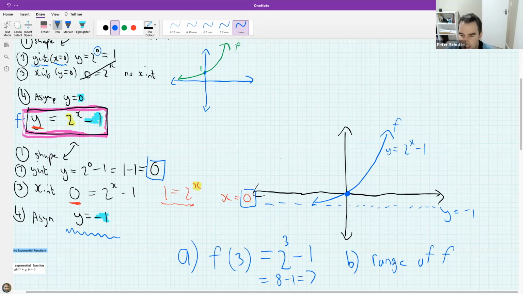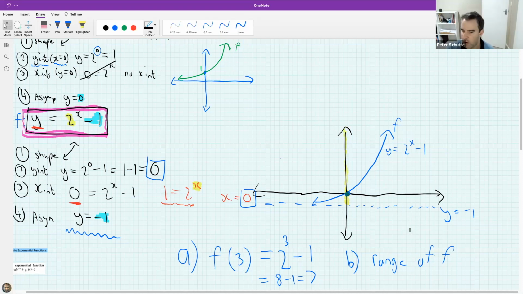What about the range of f? Now, range relates to the y values that are valid. Are there any restrictions on how high or low the exponential function can go here? That's what I want you to think about. It looks to me like you may not cross this line, but you may go above this line.